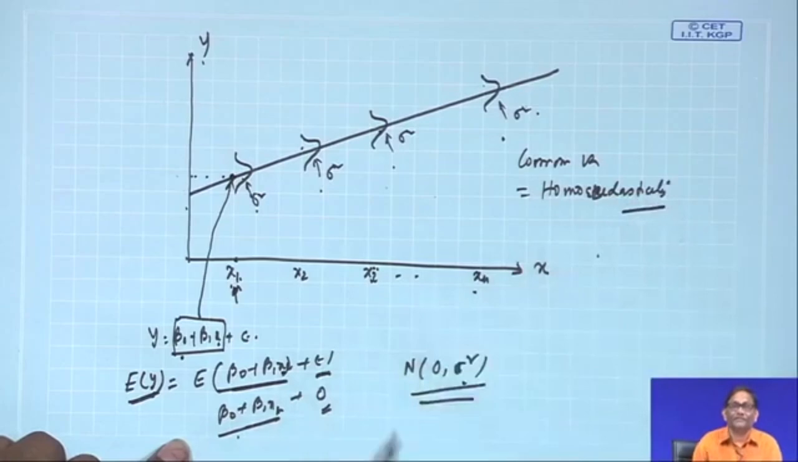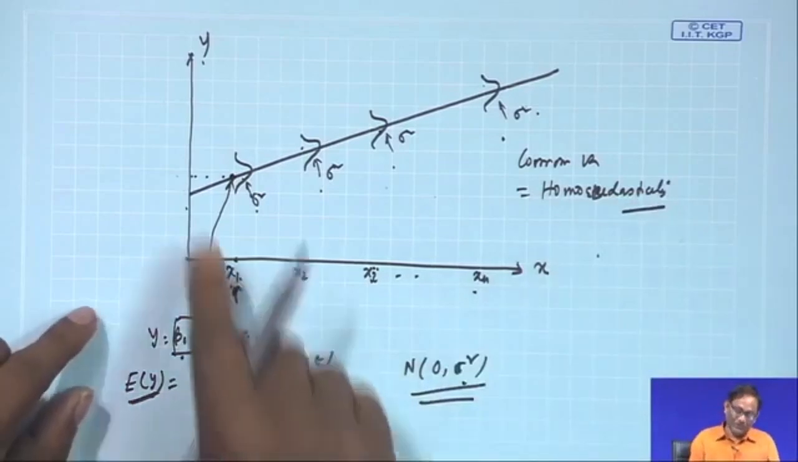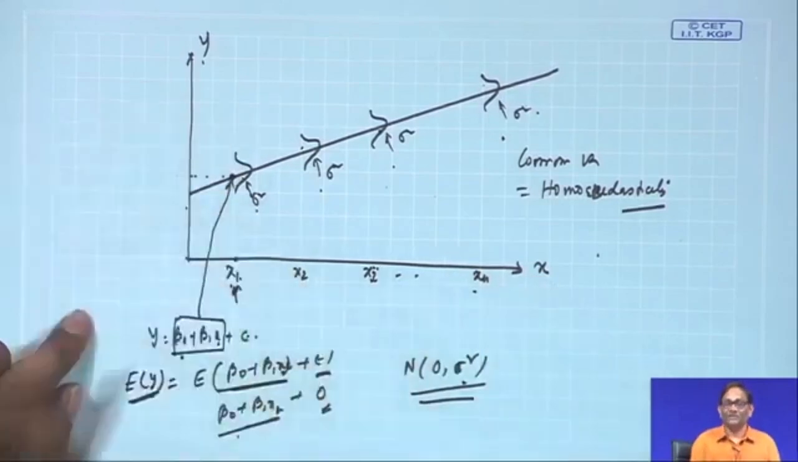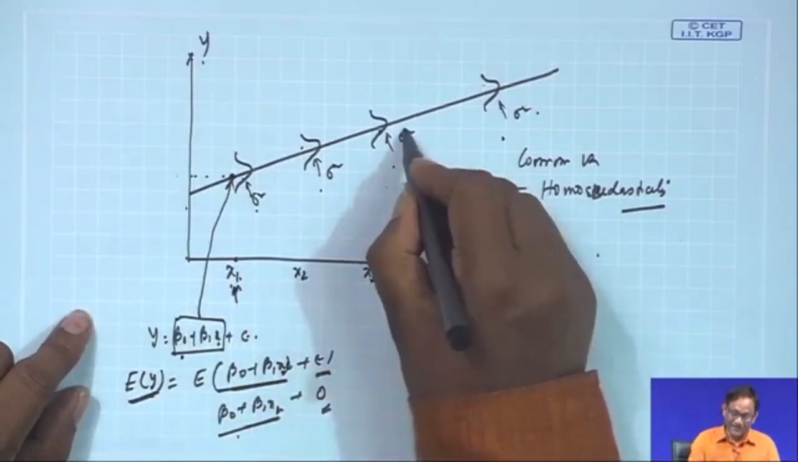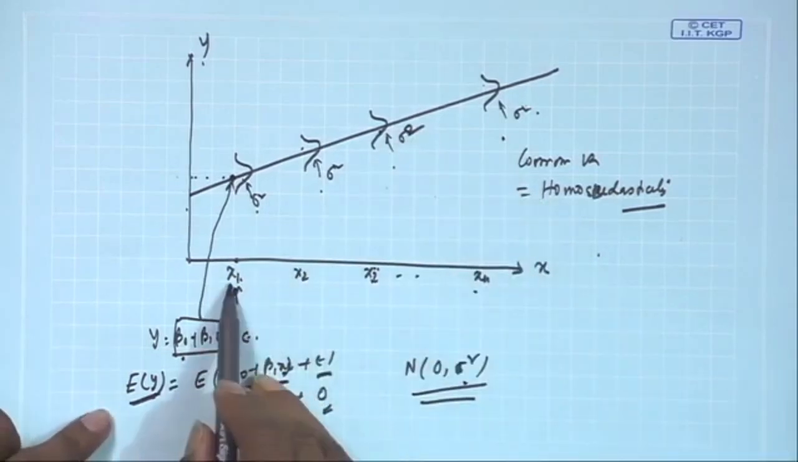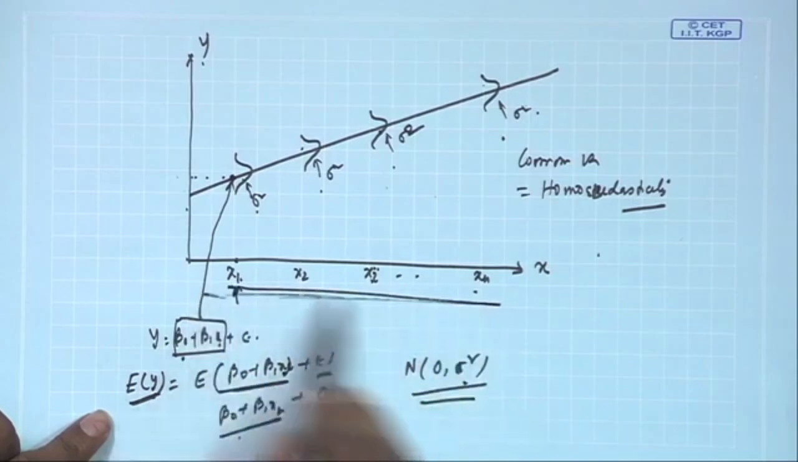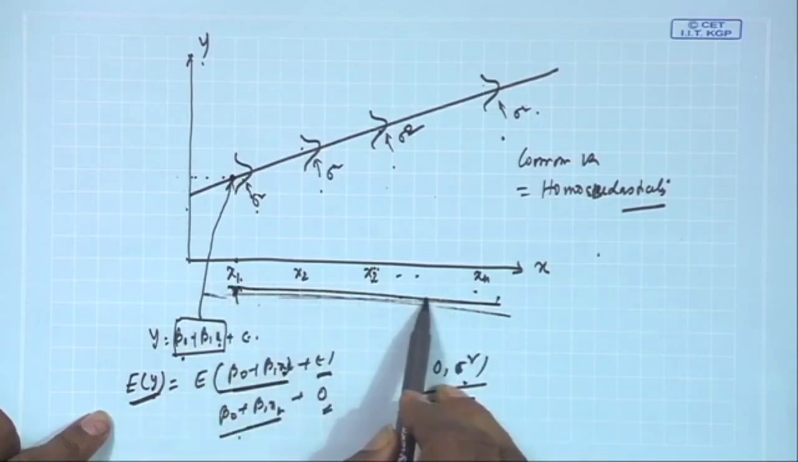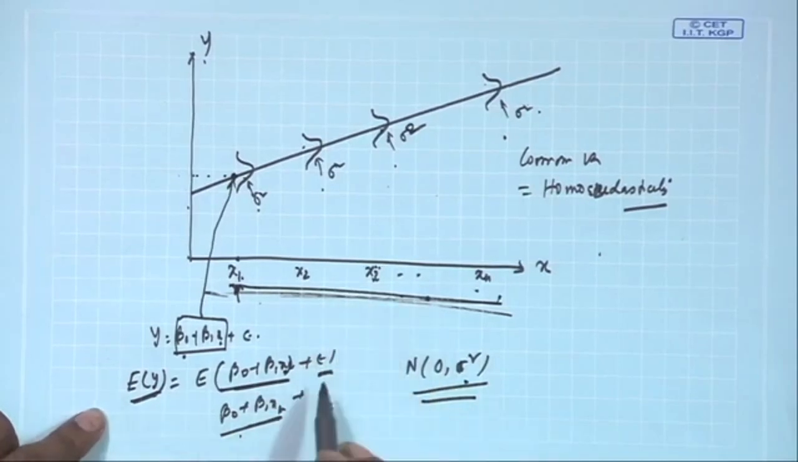Homoscedasticity. So Y's variability across all values of X will be constant, and that will be sigma square. Third one is that when you are drawing a sample, every observation will be independent.